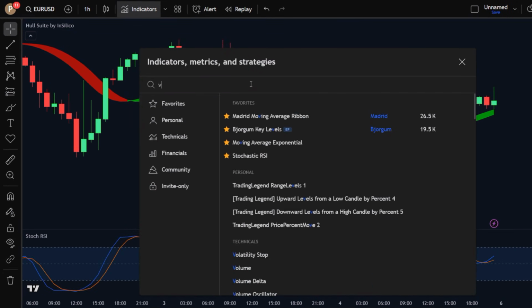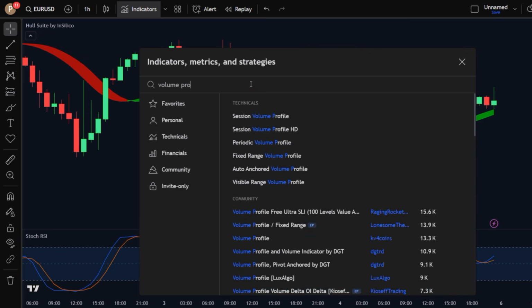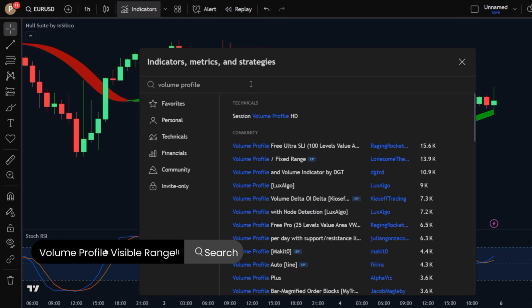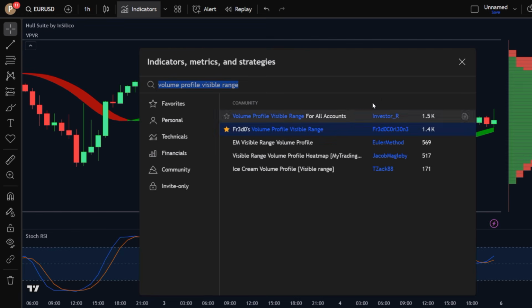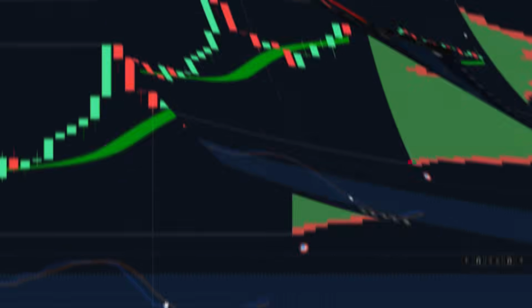Here's how to find it. Go to the Indicators tab. Now, this isn't in the community library. This is a built-in TradingView tool. You can find it on the left side under Volume Profile, or simply search for Volume Profile Visible Range, and it will pop up. Click to add it. Whoa. Okay, what is all this? Don't worry, it's very simple.